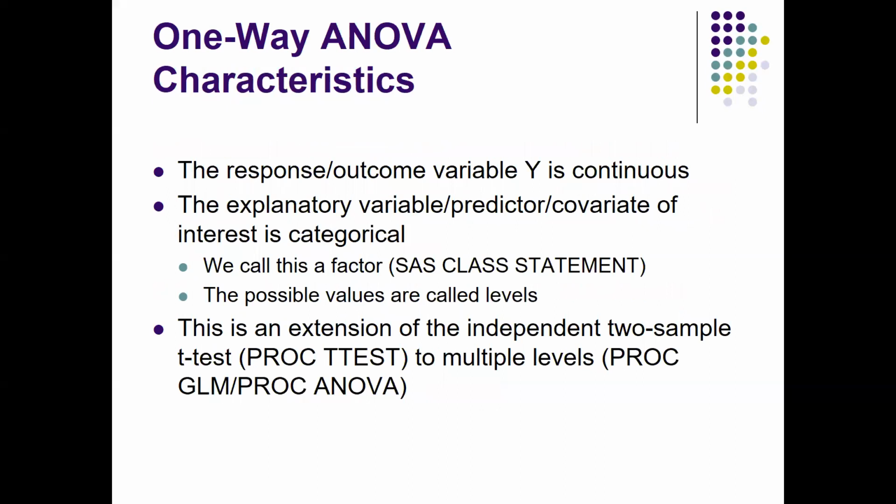Now, when we talk about one-way ANOVA, again, remember ANOVA, analysis of variance. In this ANOVA model, the outcome Y is a continuous variable. You can call it the outcome or you can call it the response variable. The X variable or the predictor, sometimes it's called the covariate of interest, or sometimes it's called the explanatory variable. This is a categorical variable. We call this a factor variable.